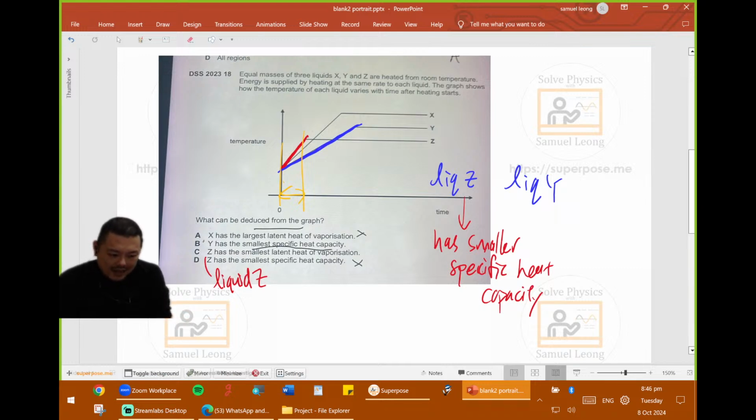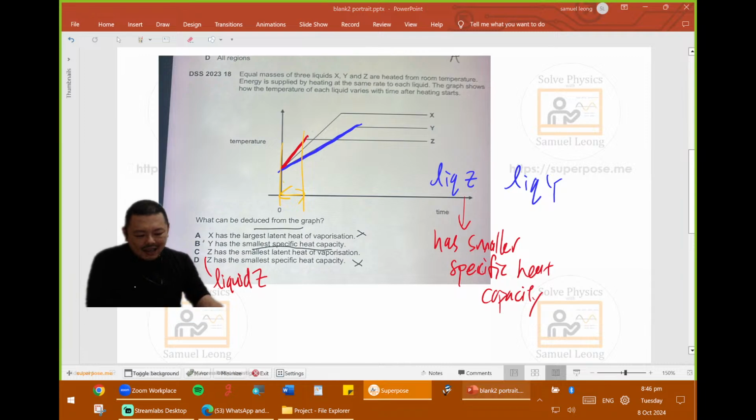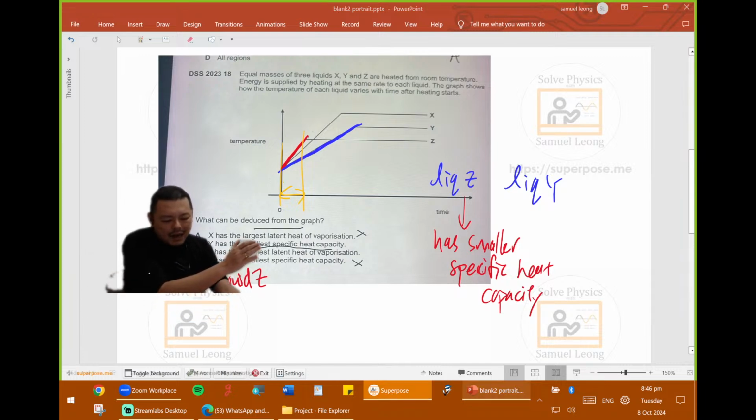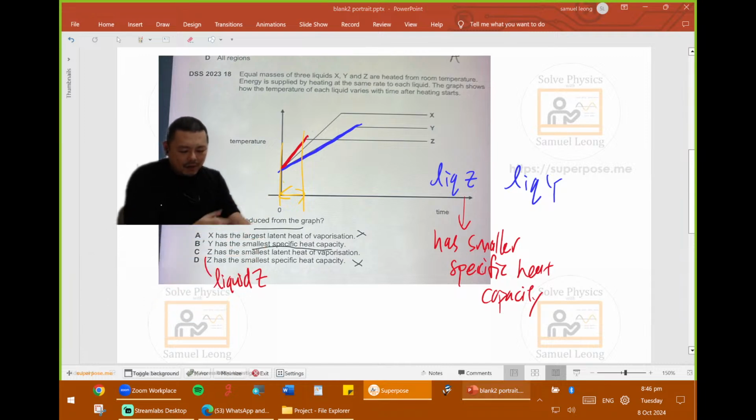You get it? Okay, good. Then the next thing is, how about latent heat? Let's say I want to compare latent heat of vaporization. So if I want to compare latent heat of vaporization, where should I look?